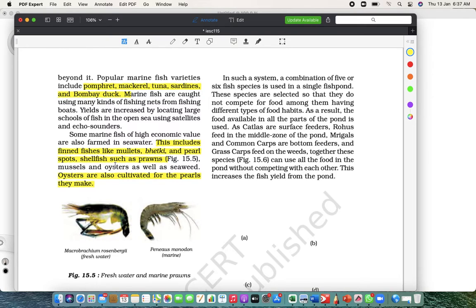A combination of 5 or 6 fish species is kept in a single fish pond. You cannot grow so many different types of species. You must have seen in a water tank, you keep only those species which stay together and don't kill each other. For the same reason we cannot grow more than 5 or 6 species. These species are selected so that they do not compete for food, and they all have different food habits. That is the reason such fish are kept together.